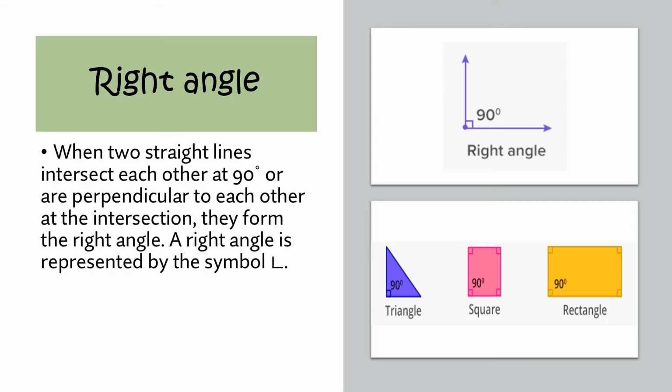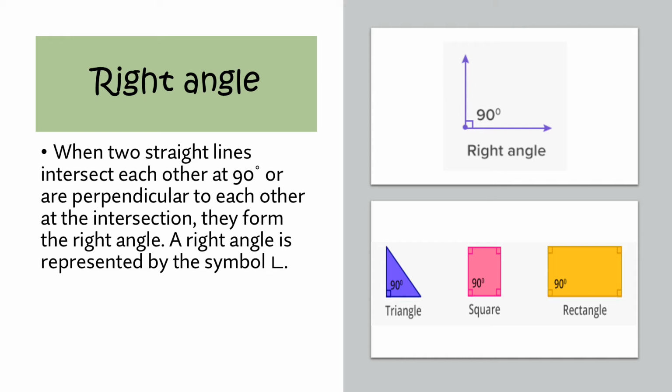But first we need to look at what a right angle is. A right angle is when two straight lines intersect each other at 90 degrees or are perpendicular to each other at the intersection where they meet. They form a right angle. A right angle is represented by the symbol as shown.